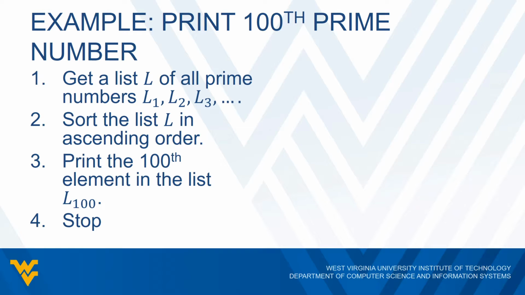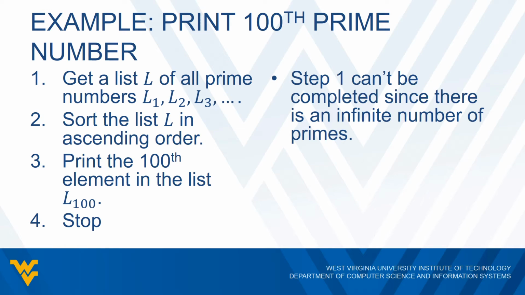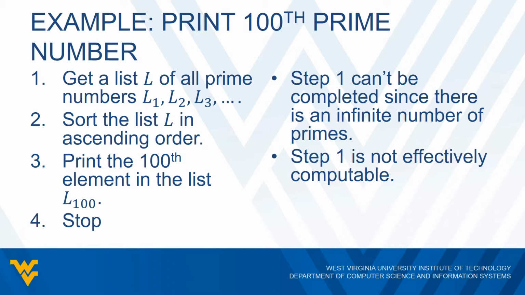Okay, so the problem here is we can't complete step 1. There's an infinite number of primes. So if there's an infinite number, then there's no way we can get all of them. That means that step 1 is not effectively computable. I understand the step. The computer will probably understand that we need to get all the primes, but it's just impossible to get all of them because there is an infinite number of primes.